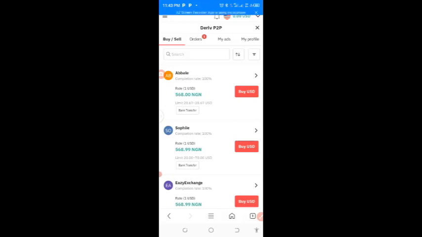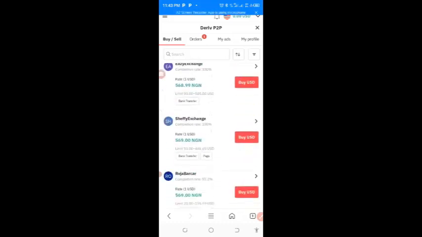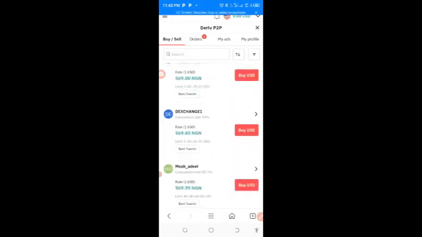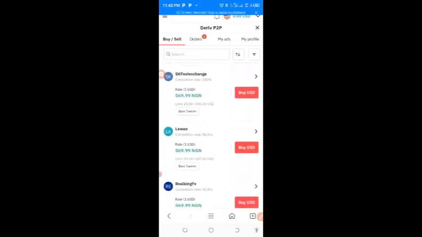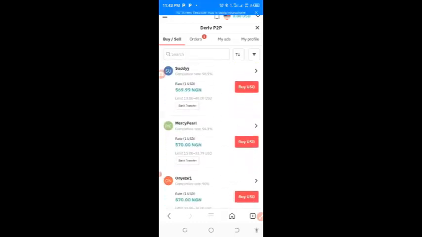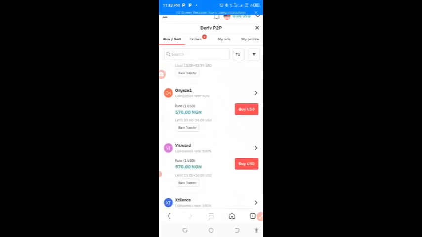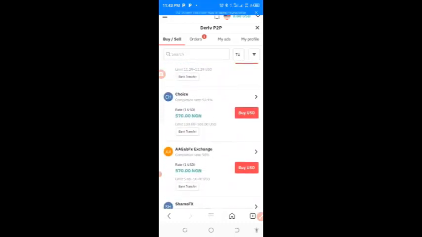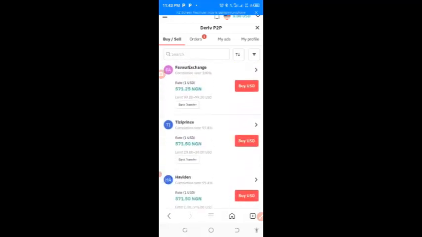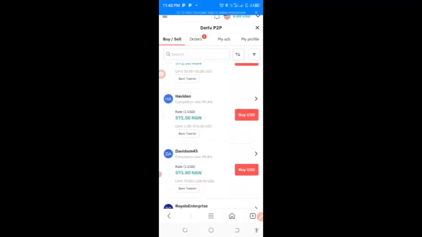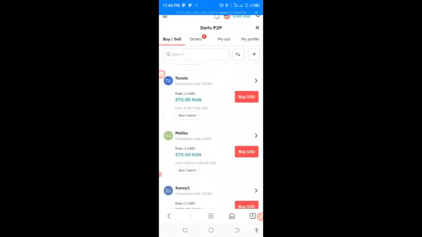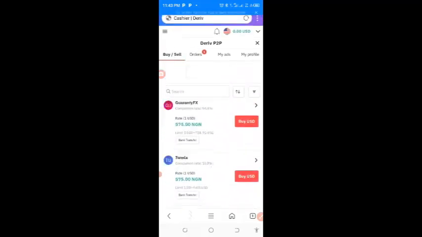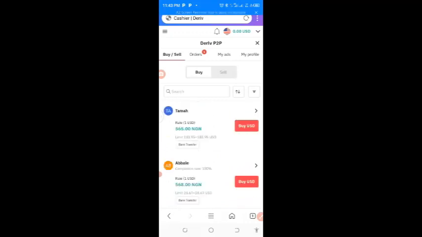But what you have to be concerned about is just to keep scrolling up and down, and you look for the cheapest one. By the time you look for the cheapest one, you can see this one is selling its own at 570. So you look for the cheapest one, and then that is the one you can deal with. That is under buy here.